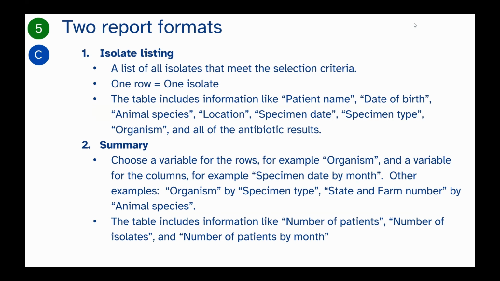In the summary, you can choose a variable for the rows, such as organisms, and a variable for the columns, such as specimen date by month. Other examples include organism by specimen type or state and farm number by animal species. So you have a lot of ability to stratify the data in the ways that are most interesting for you. The table will include information like the number of patients, the number of isolates, and the number of patients by month.